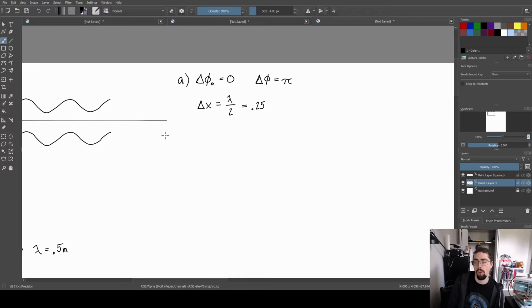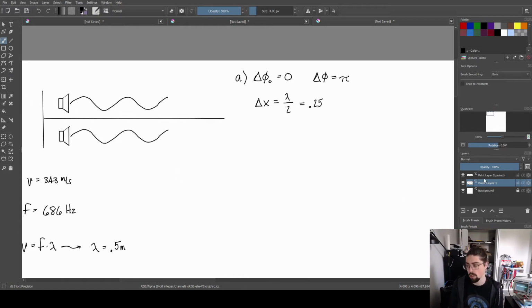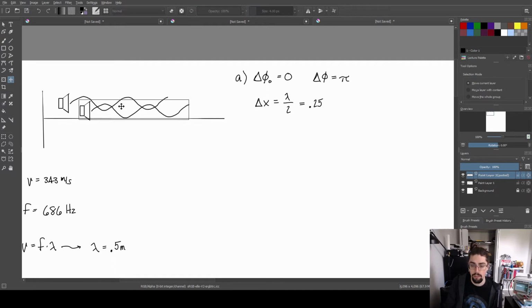Are you with me so far? Do we feel good about a response like that? That's how far we have to separate these two speakers to get perfectly destructive interference. And again, if we draw this thing out, that's moving this around like this. That's that difference between the two. That's what gives us perfectly destructive.